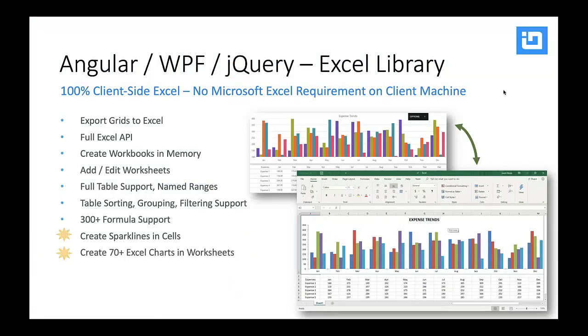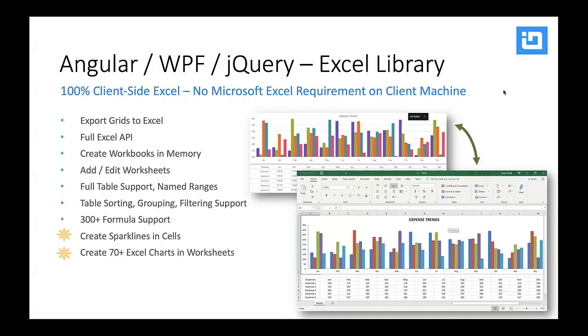But on Excel, across the board, we've always had the Excel library in every platform. It's new in Angular for 18.2, but you'll see my two sunbursts here as the last two bullet items. That's the new feature across the board on every platform, and that's the ability to create sparklines in cells and to create Excel charts in worksheets. So what this means is since you have the full Excel API on the client, you can create workbooks, add worksheets to those workbooks, add named table ranges, all in code, and then you can even add charts.